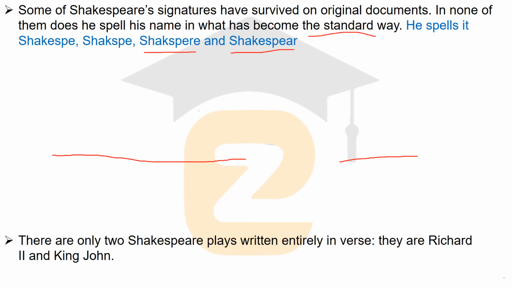Next we have, there were only two Shakespeare's plays written entirely in verse. They are Richard II and King John.